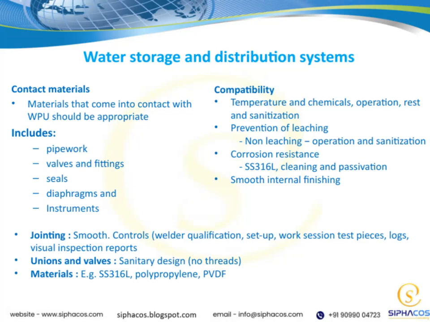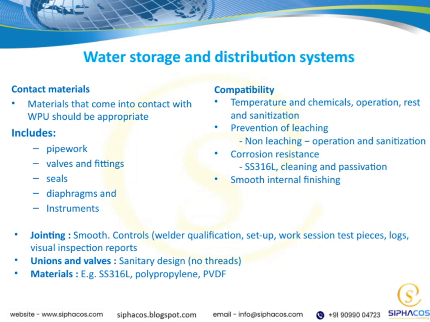Let's talk about jointing first. It's essential that our joints are smooth to ensure a secure and reliable connection. We need to control the process carefully, which includes welder qualification, proper setup, and conducting work session test pieces. Keeping detailed logs and visual inspection reports helps us maintain quality and traceability throughout. Moving on to unions and valves, their sanitary design is crucial. Specifically, avoiding threads helps prevent bacterial buildup and makes cleaning easier.